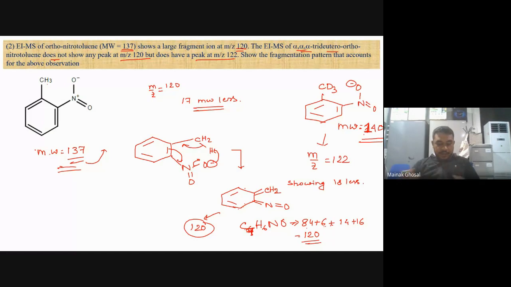Now we need to explain this 122 peak also, which is highly possible if you replace this hydrogen with deuterium. If your CD3 reacts like this, just one deuterium is removed, so we will be left with this one. So this is your most possible structure, and it will give you a peak at 122. Got it?